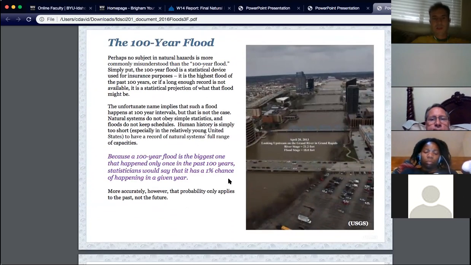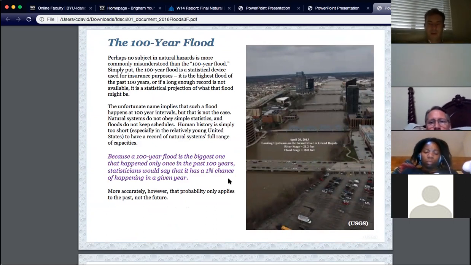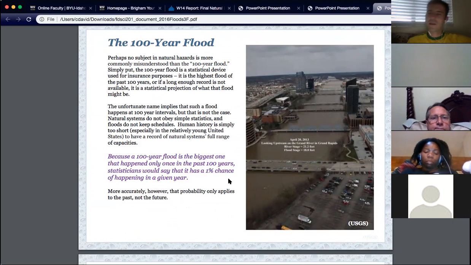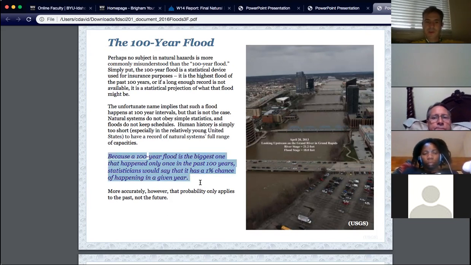Okay, this slide's talking about 100-year floods. So this is kind of an important thing to understand, because when you're looking to buy a house, a lot of places will say, okay, you're in the 100-year floodplain, you're in the 500-year floodplain, you're in the 50-year floodplain or whatever, and they'll use that for insurance purposes and various different things. But it's important to understand what we're actually talking about here. So this sentence in purple describes it really well.